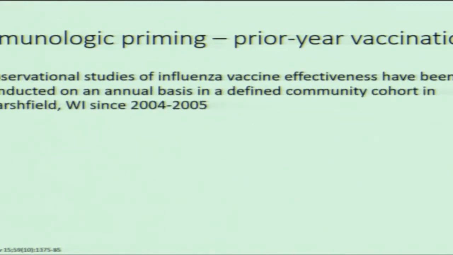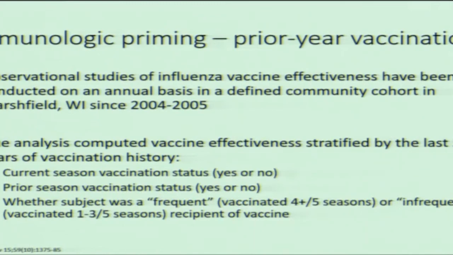So there's been a number of observational studies to look into this question because I think it's really interesting. Probably the one with the best illustration of this was this observational study from the Marshfield Clinic in Wisconsin. So this site has been doing community surveillance of influenza for the last 15 years, and they compute vaccine effectiveness for influenza every single year. And so they did an analysis looking at vaccine effectiveness and stratified their population by whether you got flu shot this year or last year or not, and also if you are frequently vaccinated or not over the last 5 influenza seasons. Okay, so I'm going to show you their data now.